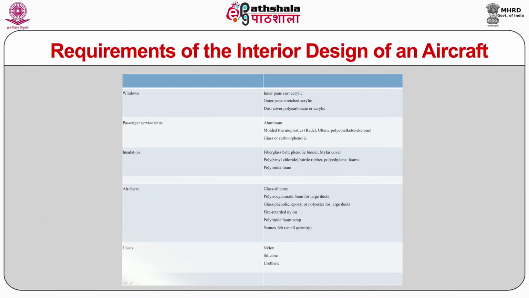Then for the purpose of insulation, fiberglass batting with phenolic binder, mylar cover, polyvinyl chloride, nitrile rubber, polythene foams and polyamide foams are required. Then in order to make the air ducts, materials such as glass or silicone are required. Polyimide foam is used for larger ducts, glass and phenolic epoxy or polyester for large ducts. For fire retardant, nylon, polyamide foam wrap and Nomex felt are required in smaller quantity. Then to make the hoses, nylon, silicone and urethane are required.